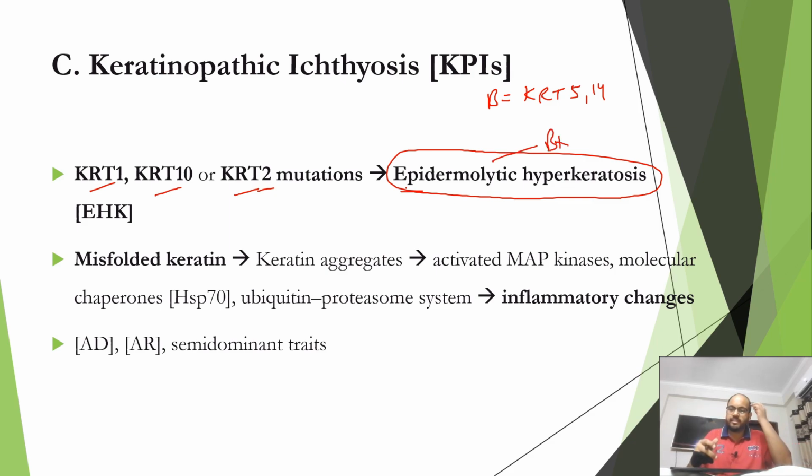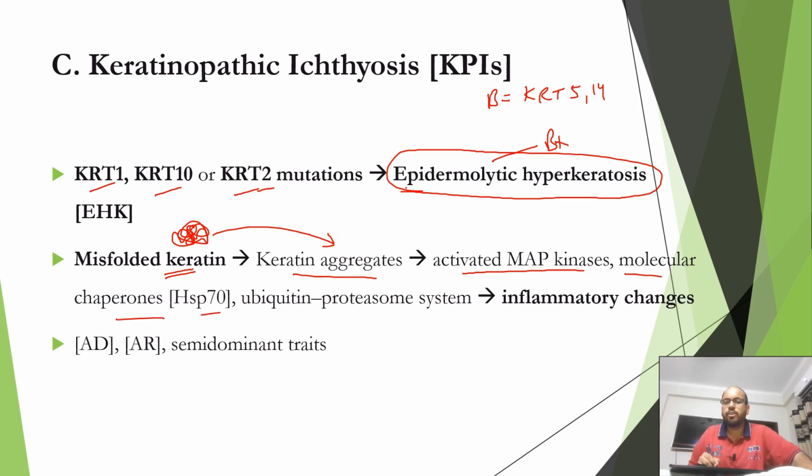To understand this, you can go back and see our lecture on histology of the epidermis. Okay. Now, when the keratin is mutated, it misfolds. That means it is not able to fold properly. All this misfolded keratin gets accumulated in the form of keratin aggregates. And these aggregates activate MAP kinases, molecular chaperones like HSP70, and the ubiquitin proteasome system, all of these systems which are responsible for destruction of wrongly folded keratin. The driver of these systems is inflammation. So this leads to inflammatory changes, and because of these inflammatory changes, you have the background erythema.